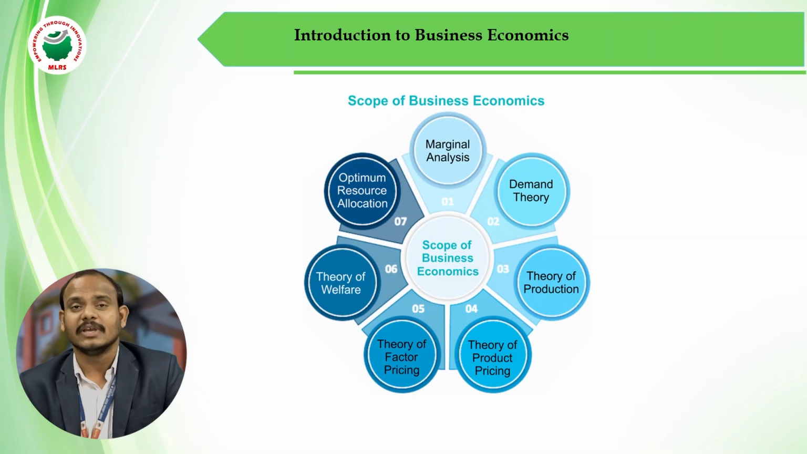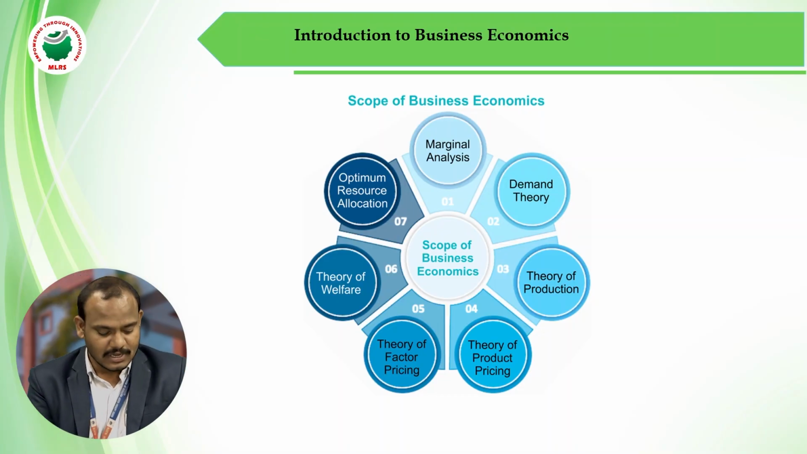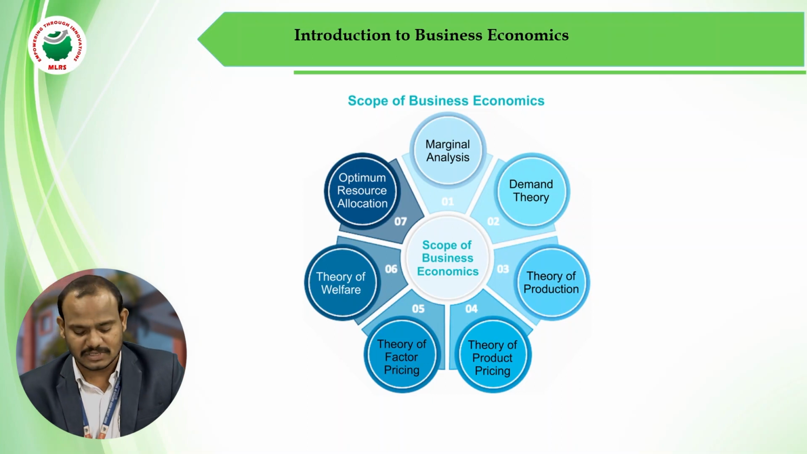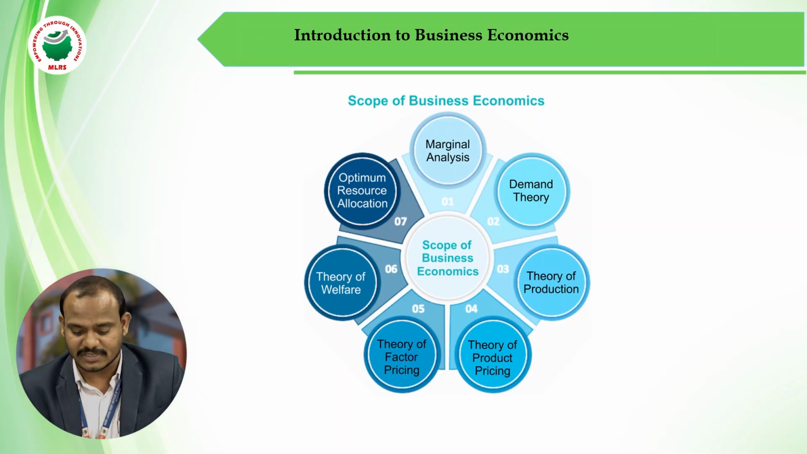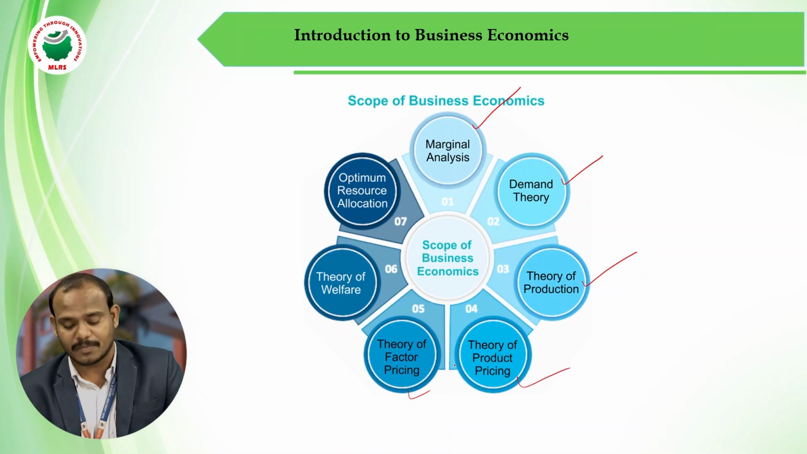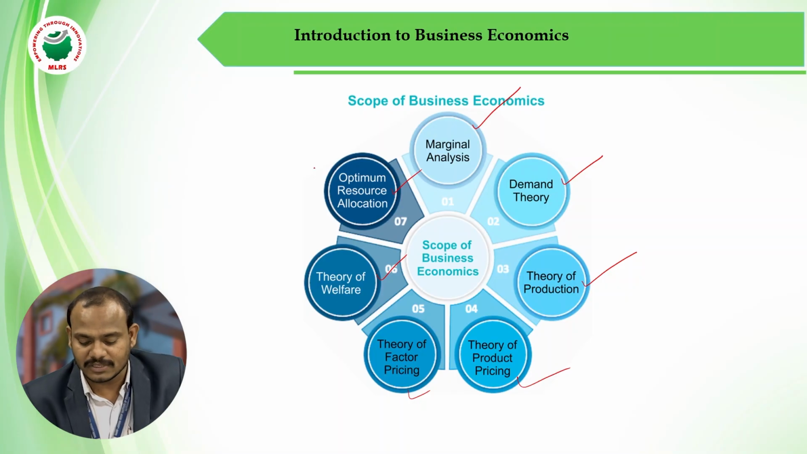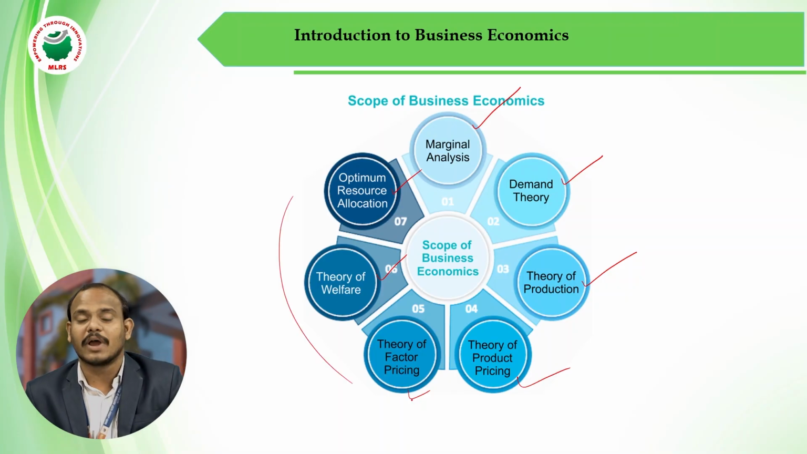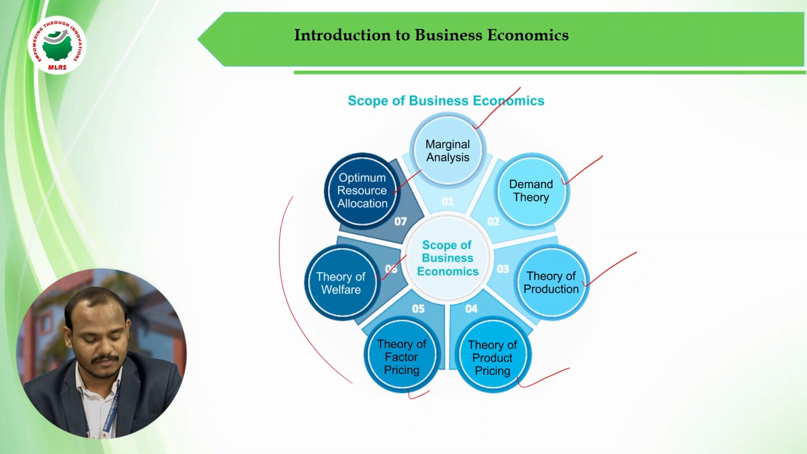So let's move to the scope of business economics. Only one point left, that is the scope of business economics. The scope of business economics includes several important areas. Let us explore the key areas where business economics guides. One is managerial analysis: demand theory, theory of production, theory of product pricing, theory of factor pricing, theory of welfare, and optimum resource allocation. After knowing all these concepts, a company may invest more in high-demand products and reduce spending on products that are not performing well. Efficient allocation leads to higher productivity and lower waste.